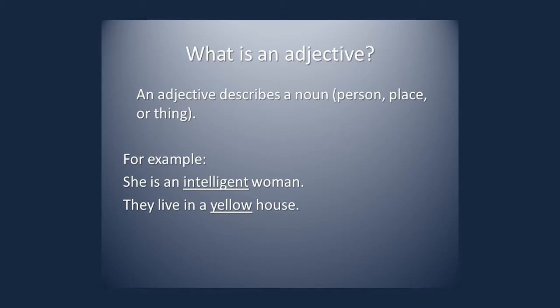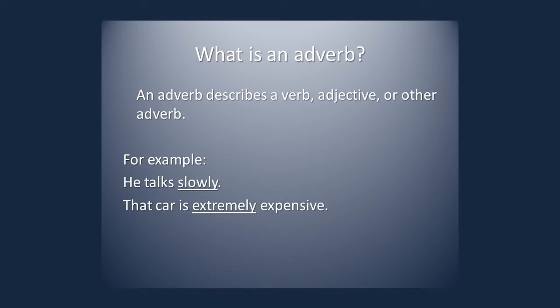An adjective describes a noun. For example, in the first sentence, the adjective intelligent describes the noun woman. What is an adverb? An adverb describes or modifies a verb, adjective, or other adverb. For example, in the first sentence, the adverb slowly describes how the man talks.